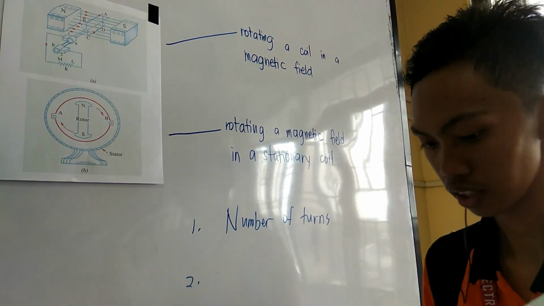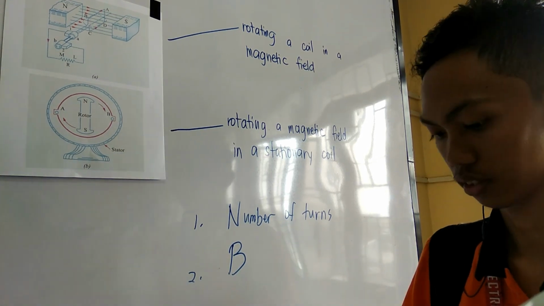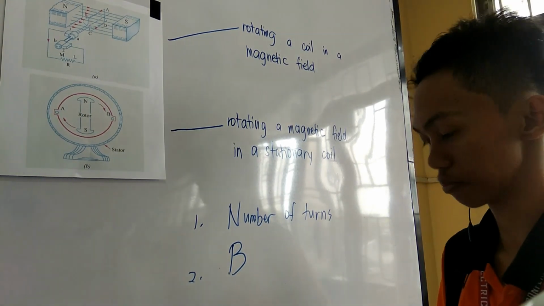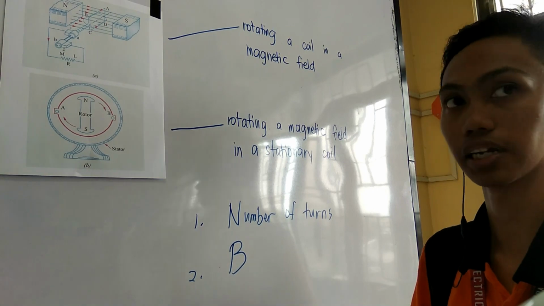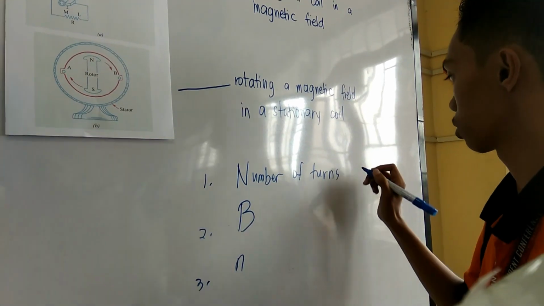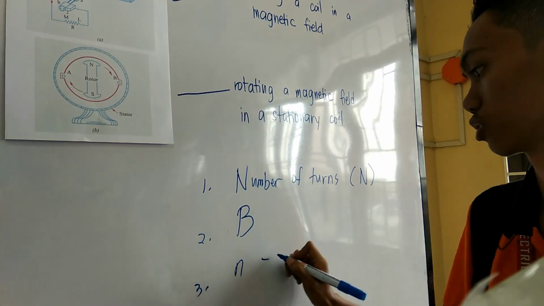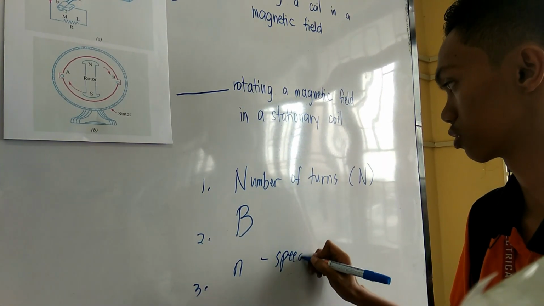Next is the strength of the field, or B. And next is the speed at which the coil or magnetic field rotates. So we shall denote this as N, capital N. So this is the speed.